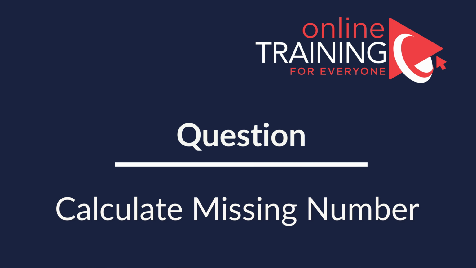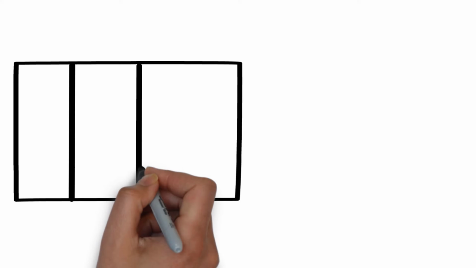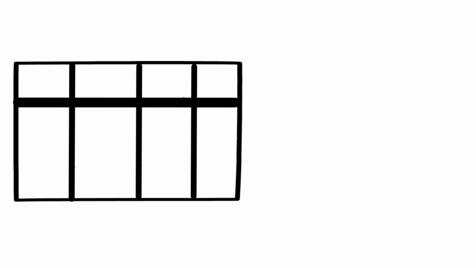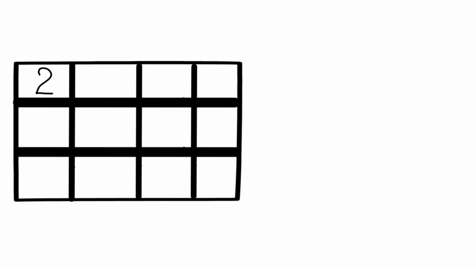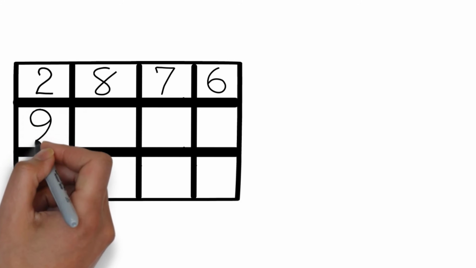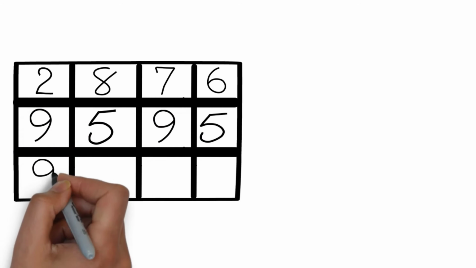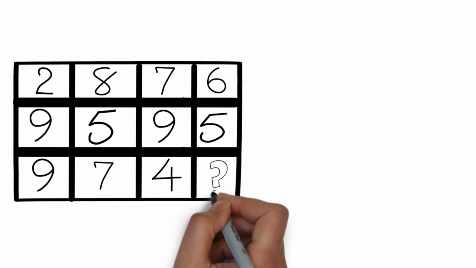Here's one of my favorite questions because it is very frequently used on the test. You're presented with the matrix, 4x3 matrix. Each cell in the matrix has numbers. For example, first row in the matrix has numbers 2, 8, 7, and 6. Second row has numbers 9, 5, 9, 5. And the third row has numbers 9, 7, 4, and one number in the bottom right corner is missing.